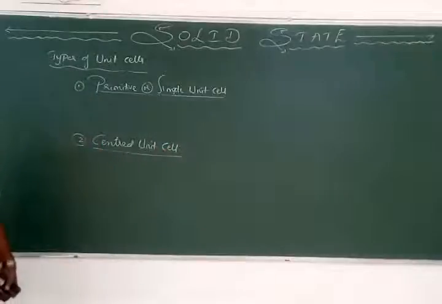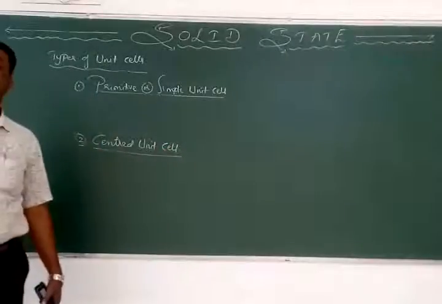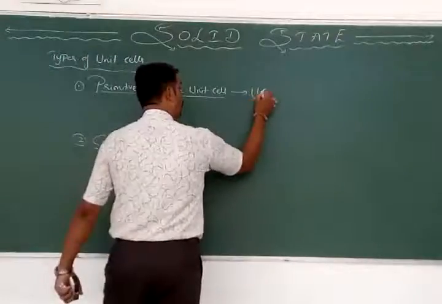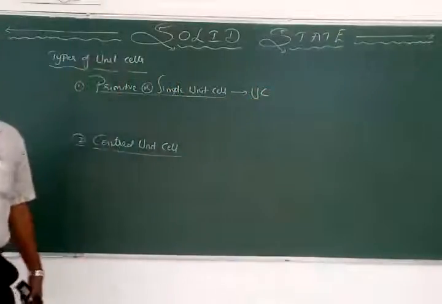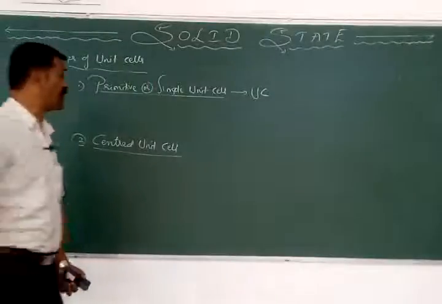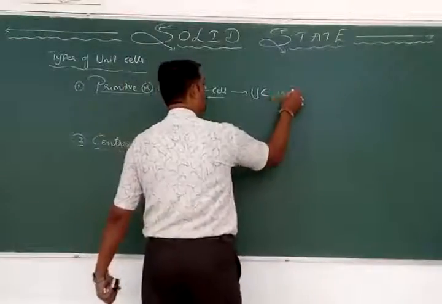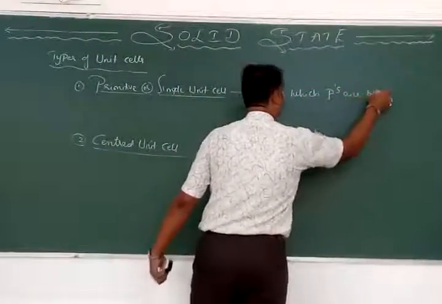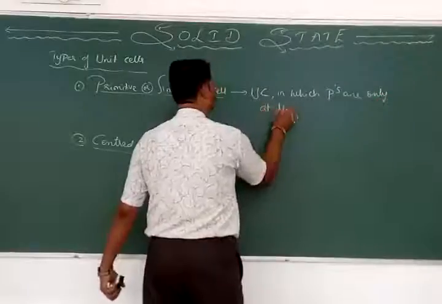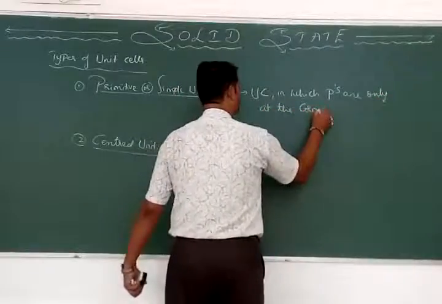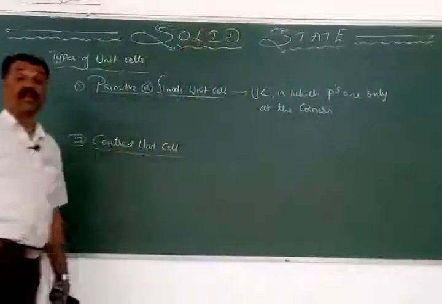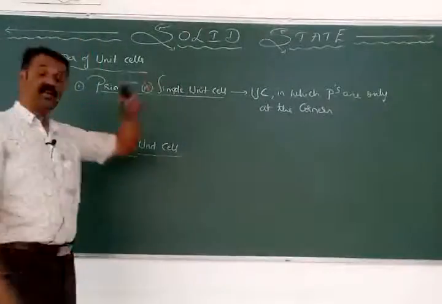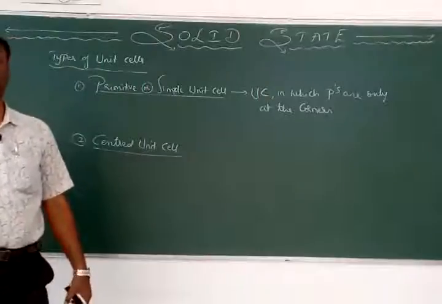These are the two different types of unit cells. The first one is simple, also called primitive. It is a unit cell in which the particles are only at the corners. Means we can find the particles only at the corners. If that be the case, it is called the primitive, or the simple unit cell.